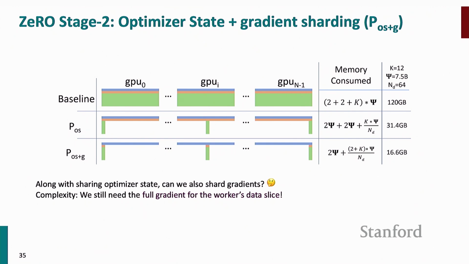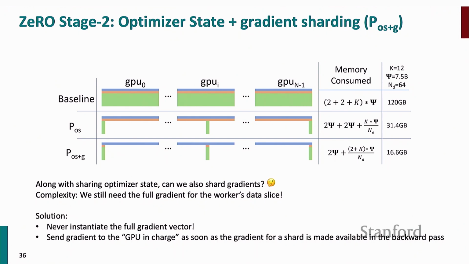And now, we want to shard even more things, okay? So let's start doing ZeRO stage 2. And now, along with sharding the stuff in green, which was my optimizer state, I'm also going to shard gradients, okay? And now this is going to be a little bit more complex because we still need the full gradient for the worker's data slice, okay? But each GPU only has enough memory for instantiating the gradient for a small subset of parameters. So how are we going to deal with that?